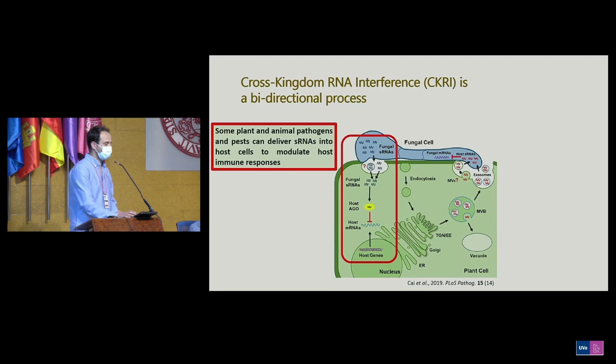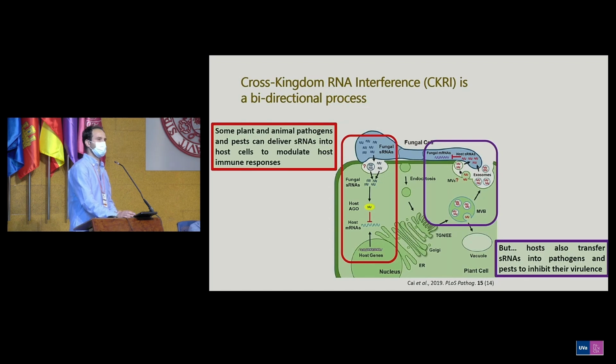At the same time, plant can also produce small interfering RNAs and transfer these small interfering RNAs to the fungus to inhibit the expression of genes related with virulence. So this is why I said that this cross-kingdom RNA interference is a bidirectional process.